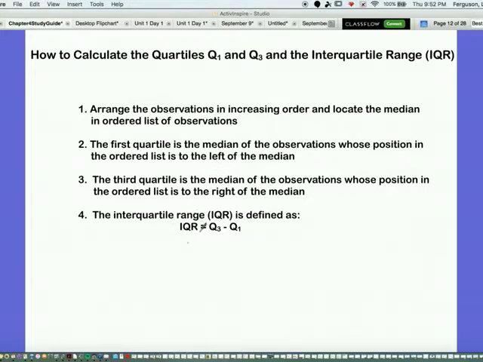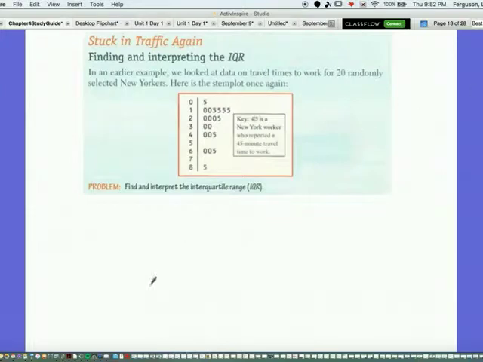So basically, in order to find the IQR, you're going to have to find Q3, which is the third step, and Q1, which is the second step, and subtract Q1 from Q3 to get the IQR. Again, hold off until you make your judgments about this until you see a numerical example like this one. All right, so in an earlier example, we looked at data on travel times to work for 20 randomly selected New Yorkers. Here is the stem plot once again. And so our goal now is to find and interpret the interquartile range, or the IQR.